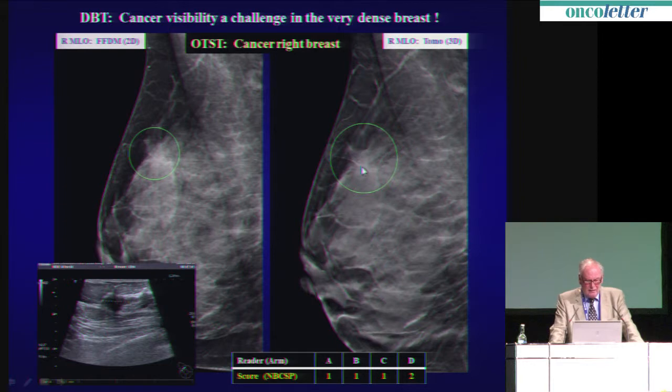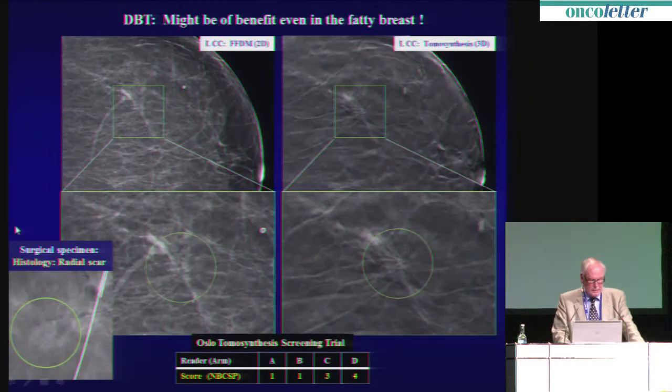So in the very dense breast, ACR4 breast, for example, I think that perhaps ultrasound will still be superior to tomosynthesis in most cases. People usually say that in the absolutely fatty breast there is no gain of using tomo. It is partly right, but I show you just one case from our trial.